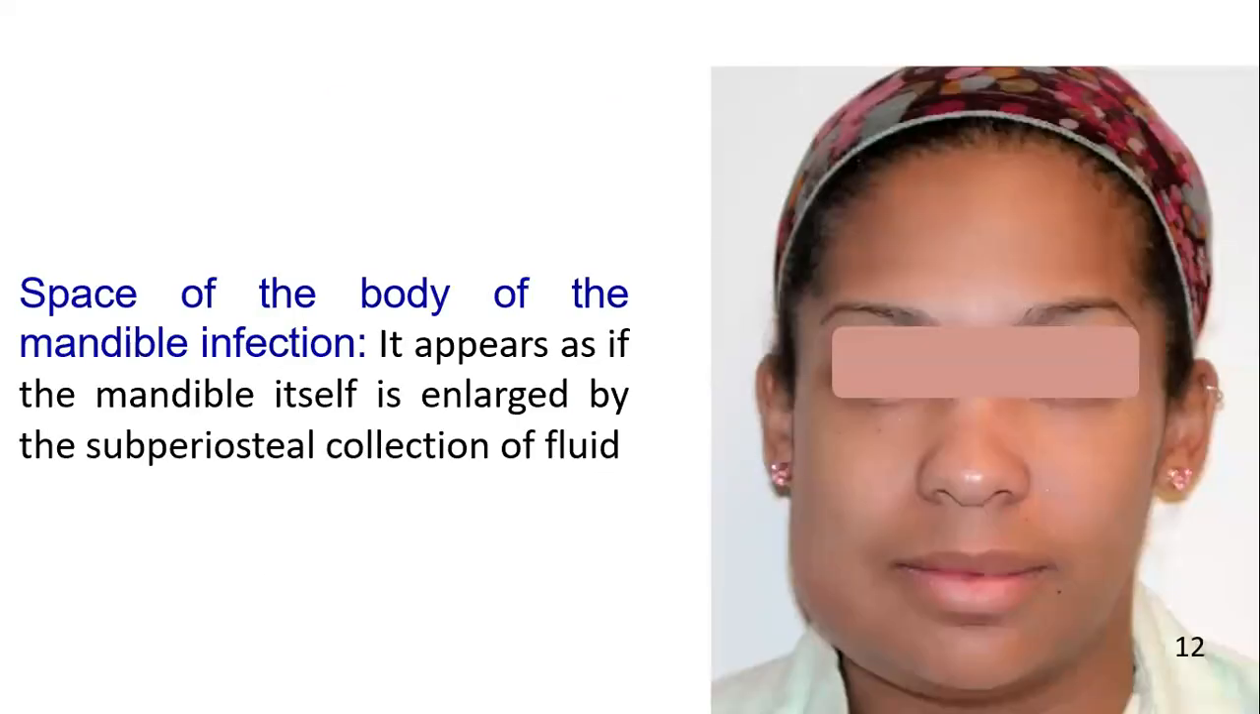Here in this clinical picture, an infection arising from the mandibular tooth apex that is located caudal to the attachment of the buccinator muscle will initially involve the space of the body of mandible and then secondarily affect the buccal space. On clinical examination, it is a firm swelling and it appears as if the mandible itself is enlarged by the subperiosteal collection of fluid.